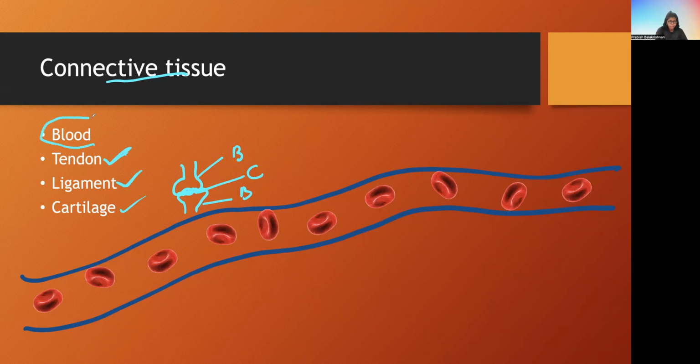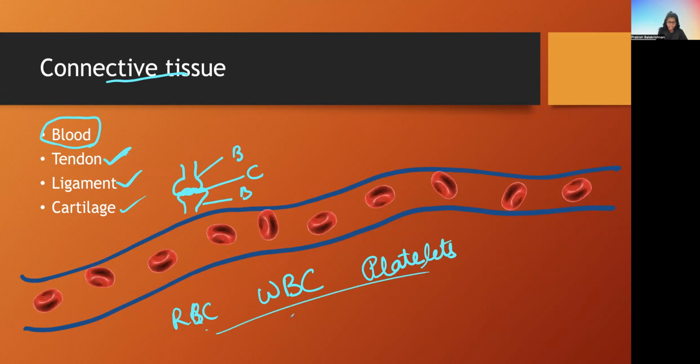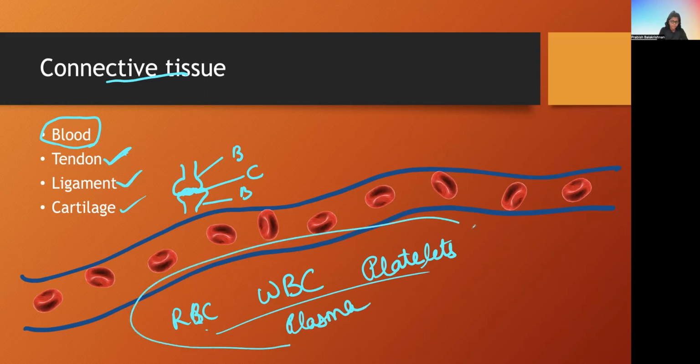One remarkable connective tissue is the blood. Blood has RBCs, WBCs, and platelets. All of this, along with that, we also have the plasma. So all of this together forms the blood. The most important part which gives blood its color is the RBCs.